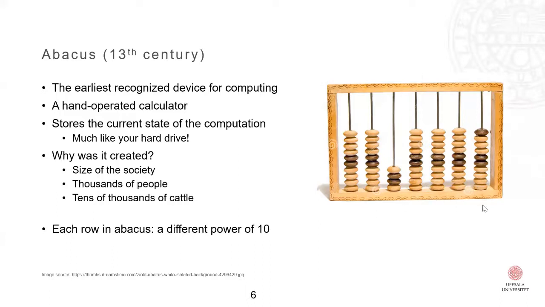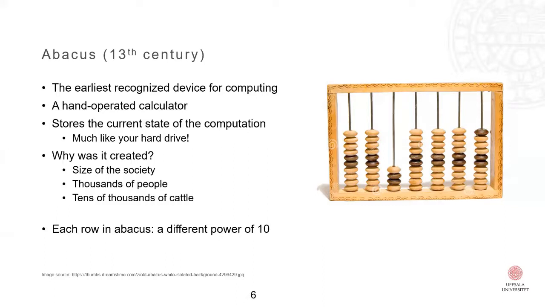But what the abacus does is that it stores the state of the computation. For example, it shows you what is the value in the first digit and the next one and the next one. The fact that it stores the current state of the computation is somewhat like what your hard drive does. In your hard drive, you store the current data that you have. So it's a much simpler version of that.